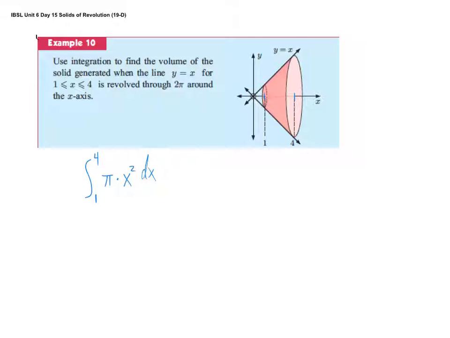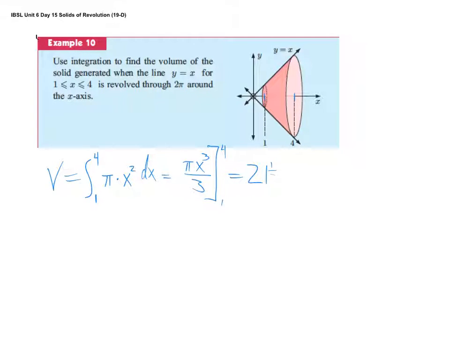Okay. So now integrating this is pretty easy. It's just pi x cubed over 3. And we're going to evaluate this from 1 to 4. Okay? So here we're finding our velocity, or not velocity, our volume. So let's see, 4 cubed is 64, over 3 is 21 1/3 pi.